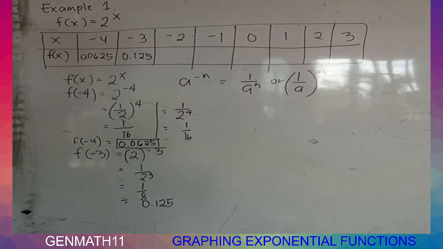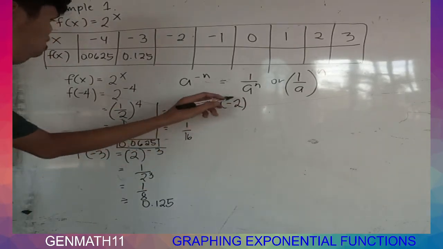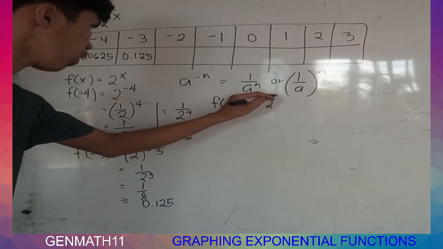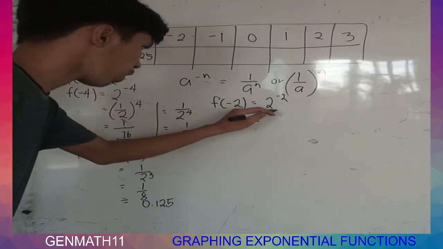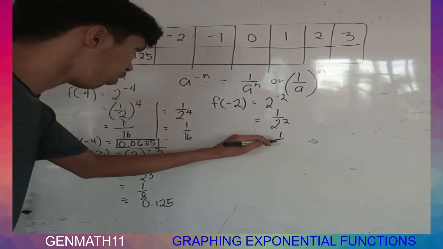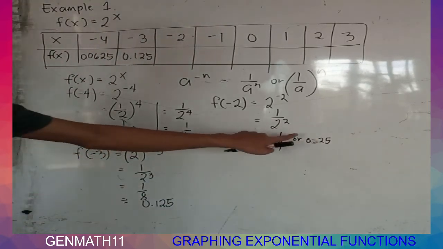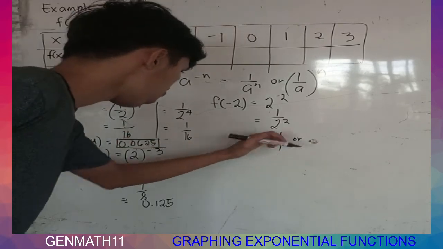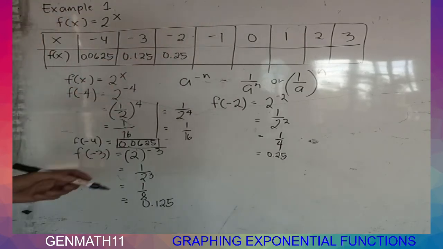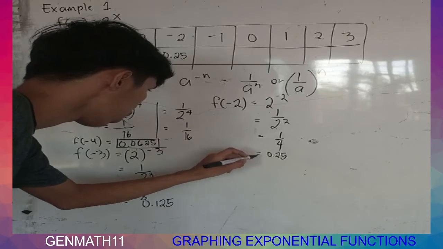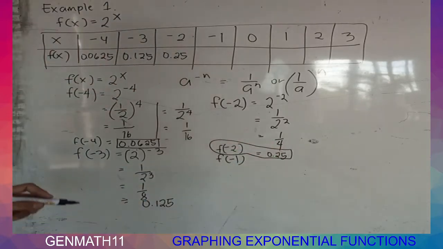Next. Negative 2. So, 2 raised to negative 2 power. Kahit walang parenthesis, okay lang kasi isa naman yung value natin. Magiging 1 over 2 raised to 2, then 1 over 4. Equivalent niya ay 0.25. Ibaba na lang natin yung 0.25. Next, negative 1.